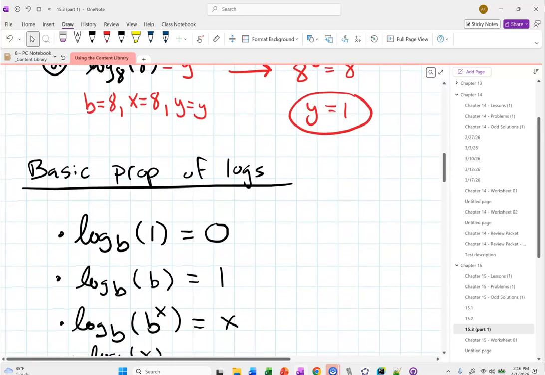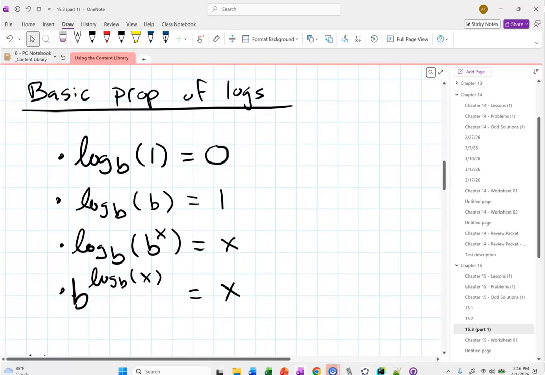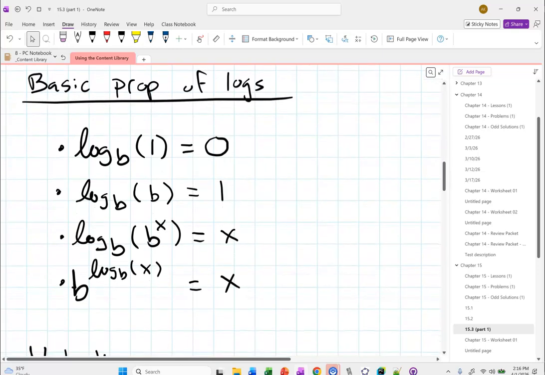So if I take log of any base and I evaluate 1, that's just going to be 0, right? If I do log base b of b, that's always going to be 1. Everybody's okay there with the bases, or the b's match? And then as we started, log base b of b to the x, well, the log cancels the exponent base and leaves us just with the exponent. So that should just be x.